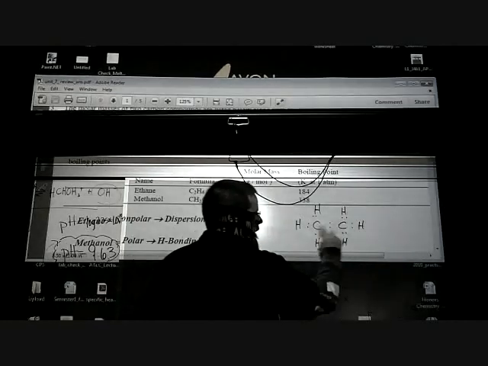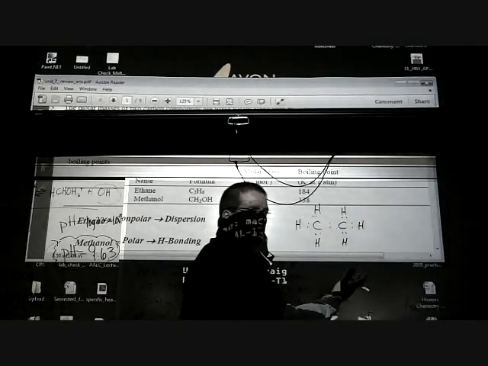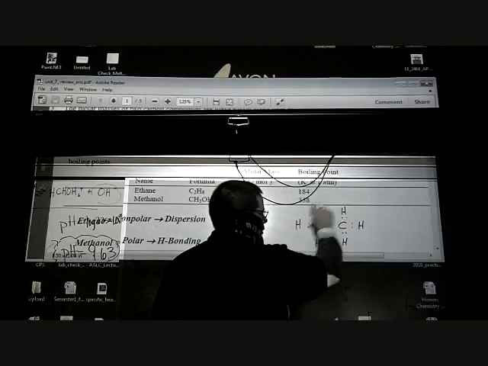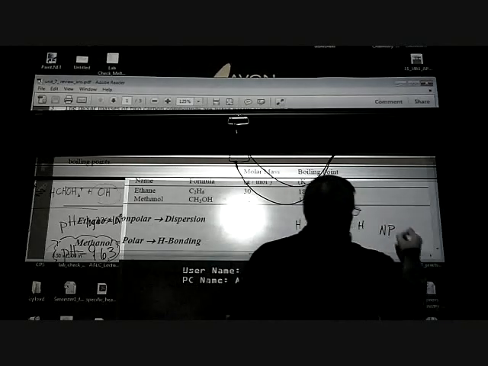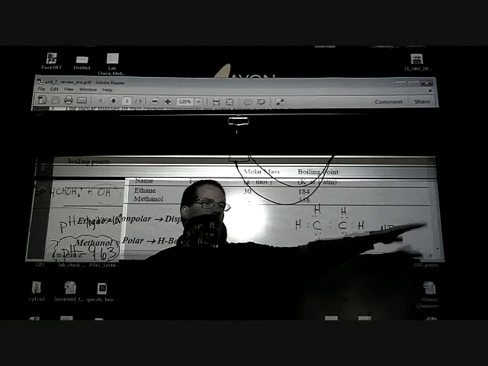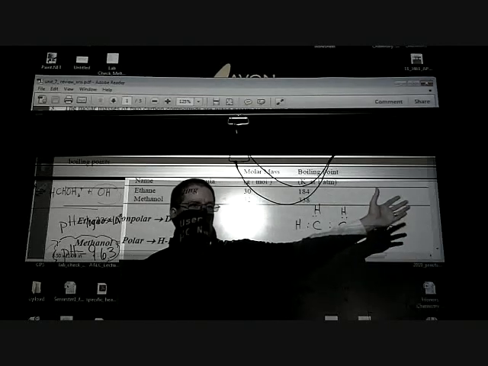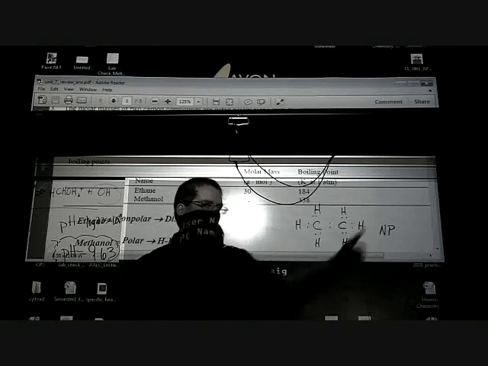So there's the ethane, and notice again the carbon's in the middle. You can treat that as a central atom. The external atoms are the same, there's no lone pairs. So that is a nonpolar compound. Since it's a nonpolar compound, if I have more ethanes around it, they're going to be held together with weak dispersion forces. So nonpolar, dispersion, okay?